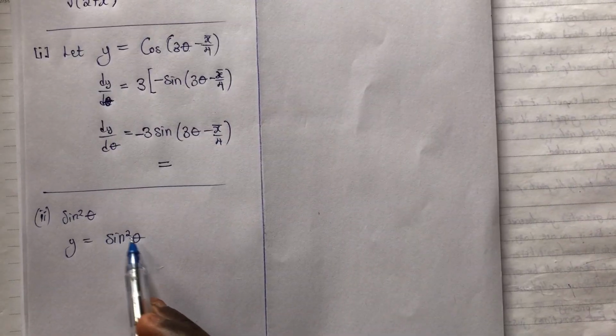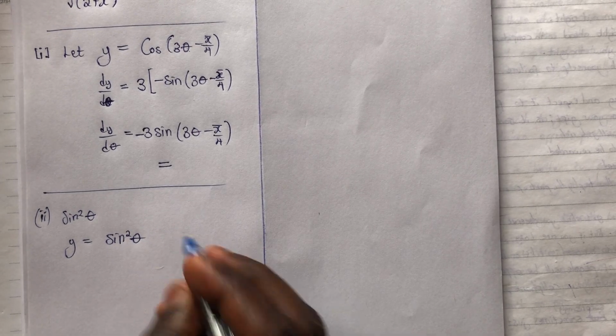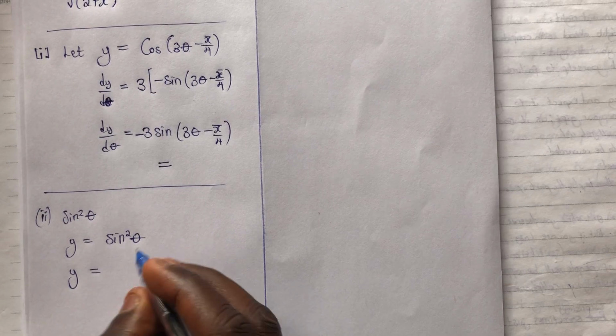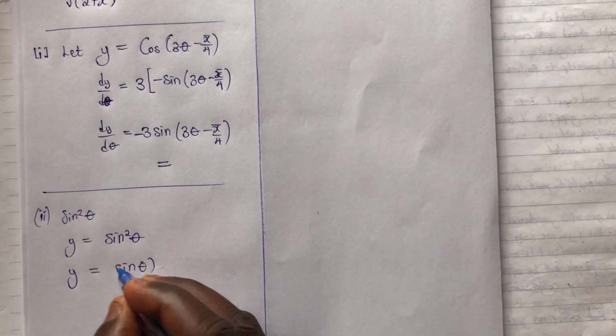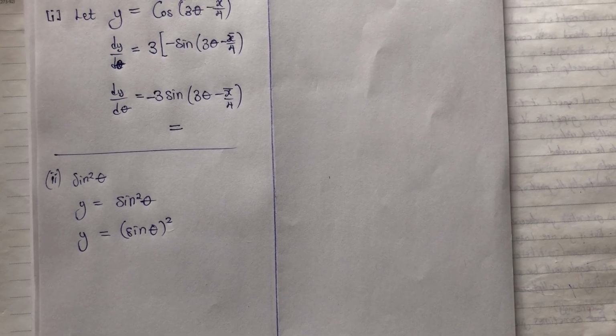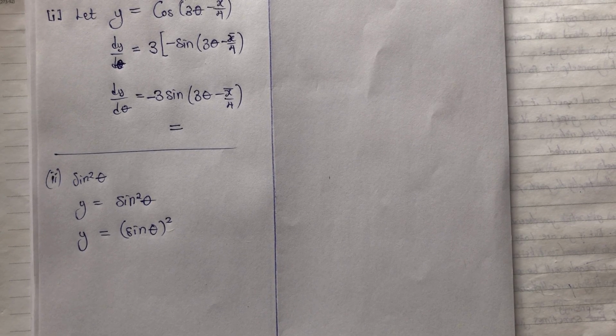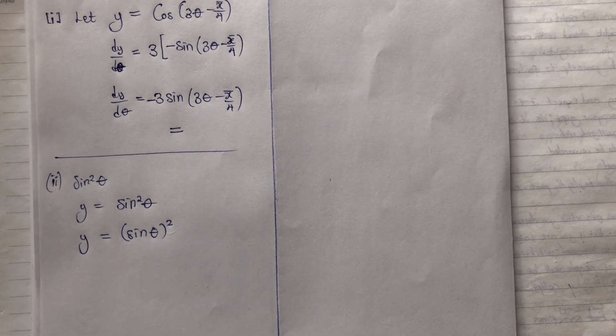Anytime I have sine squared of a variable, where theta is now the variable, I can rewrite it as y being equal to (sine theta) all squared. So from here we can apply the chain rule to solve this. To make it very simple, we can apply the chain rule. So what I'll do is go through my channel, search for chain rule in differentiation. You can go over it after you are done with this work.